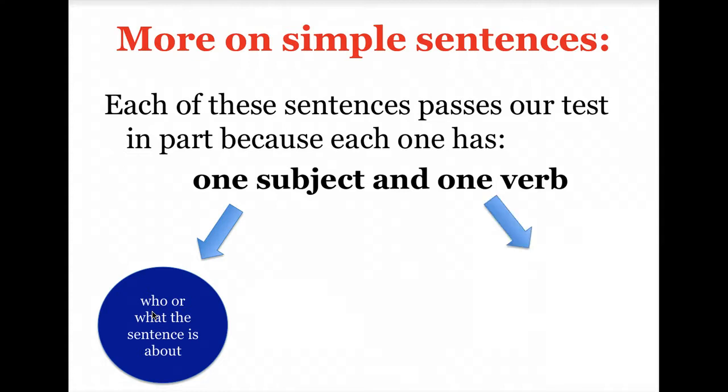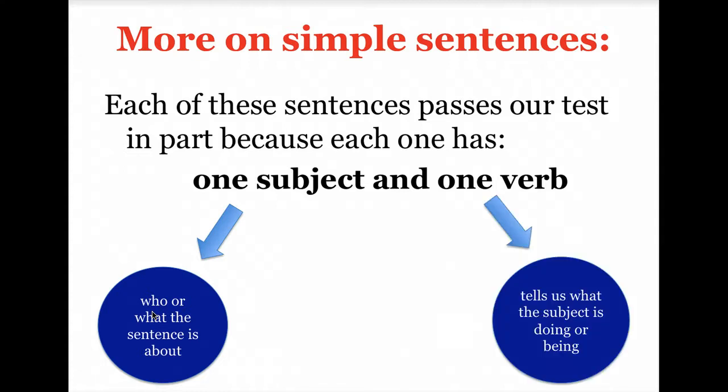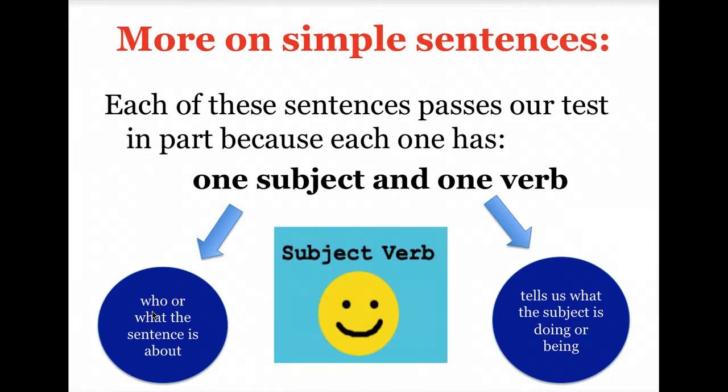It also has one verb. The verb tells us what the subject is or what the subject is doing or being. So, for example, Jennifer likes horses. Our verb there would be likes because it's telling us what she's doing. Subject, verb. Nice little visual.